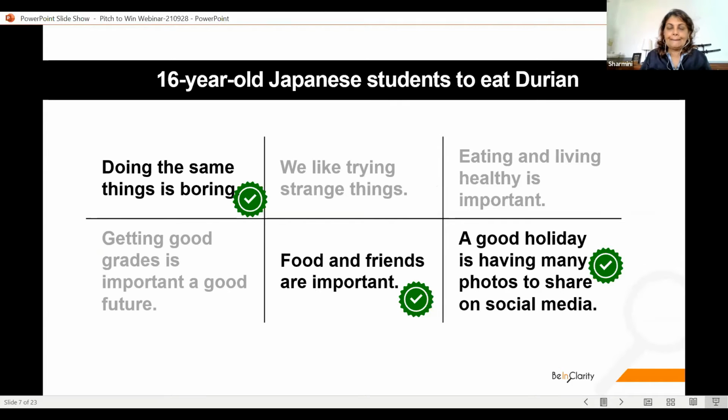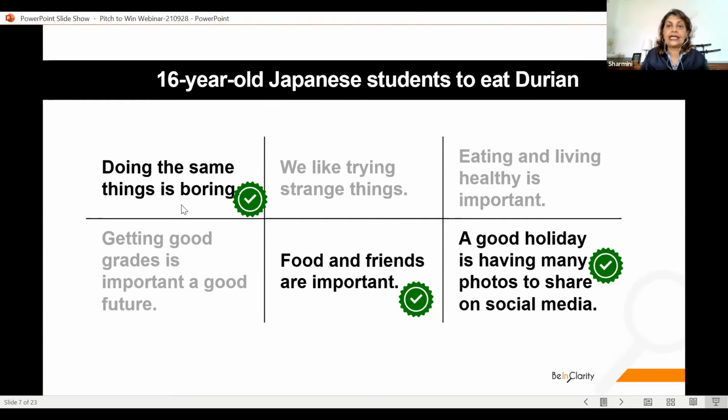Why? You need to get into the head of your decision maker. The decision maker is a 16-year-old Japanese student, or students who've come to this part of Asia, and you're going to ask them to eat durians, right? So if you think about the head of these 16-year-old Japanese students, you need to become 16 years old, right? And you need to become Japanese, and you need to become students, okay? Maybe even Japanese here too, that might give you some clues, right?